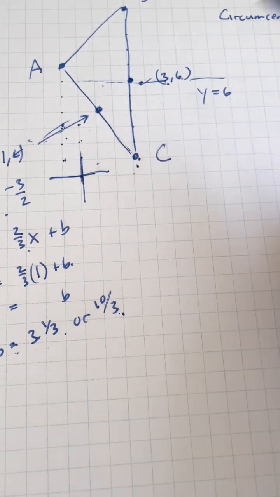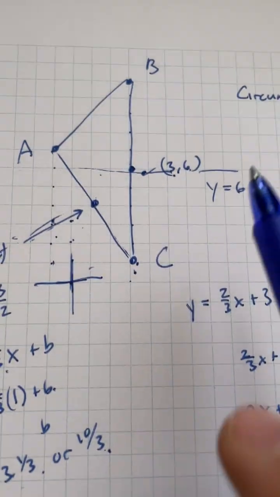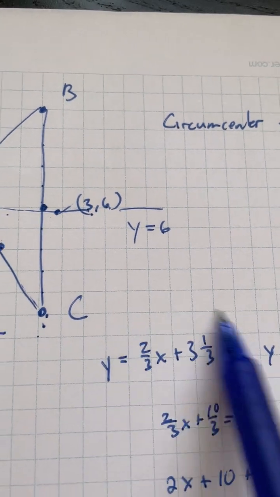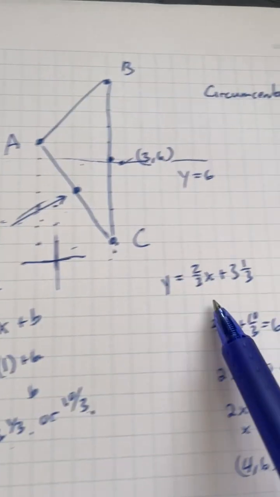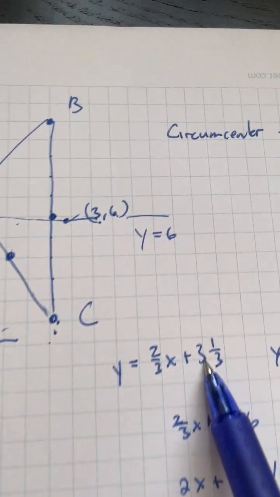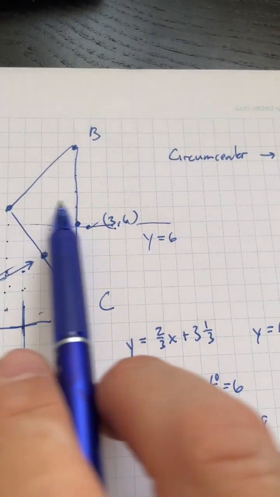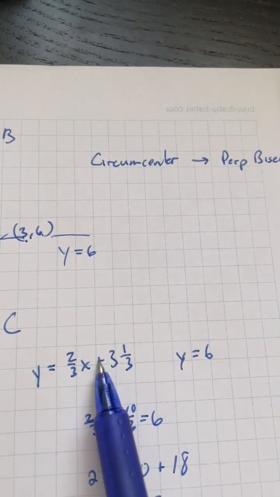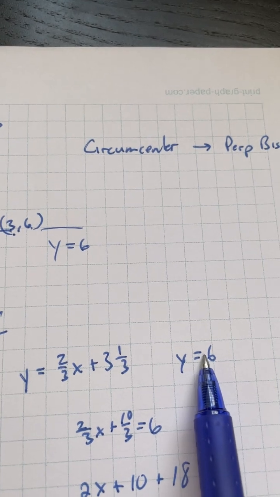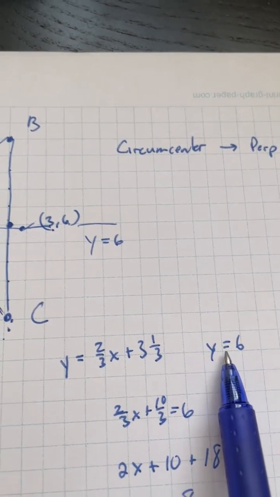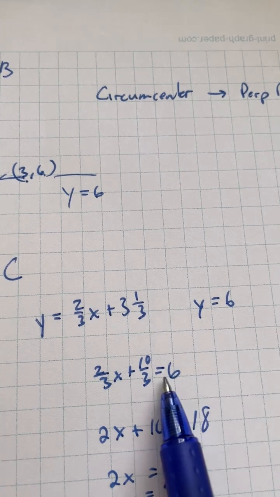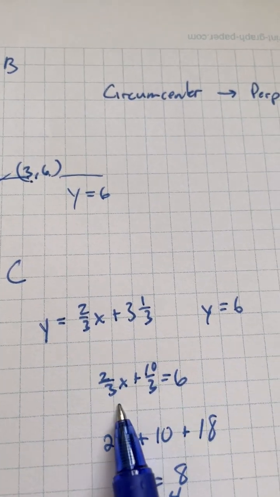Okay, so I've got my two equations. That's this one, I plugged in the b. And the other equation is y equals 6. So now I have a system of two equations, and I want to find the intersection, so I'll set them equal: 6 on the right side, and then this one on the left side.